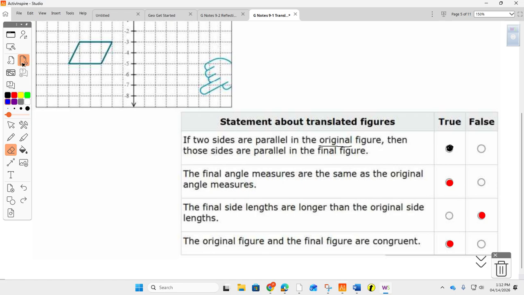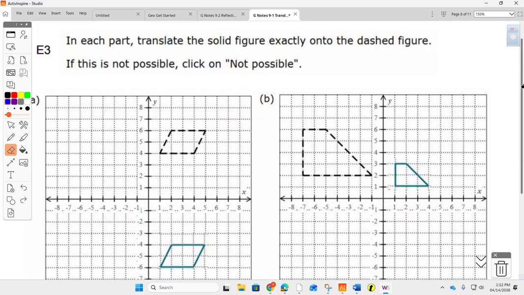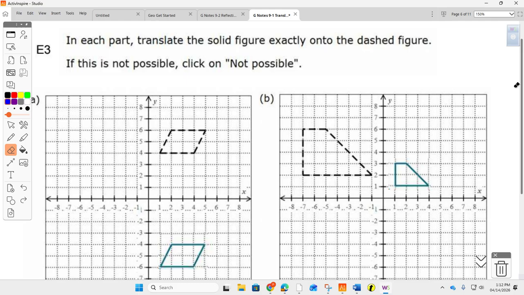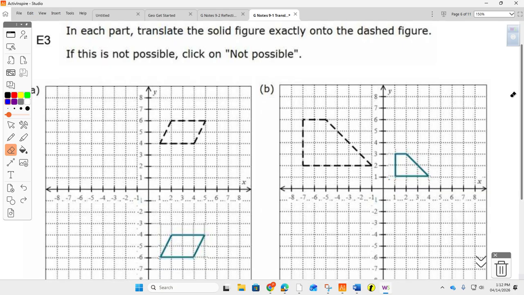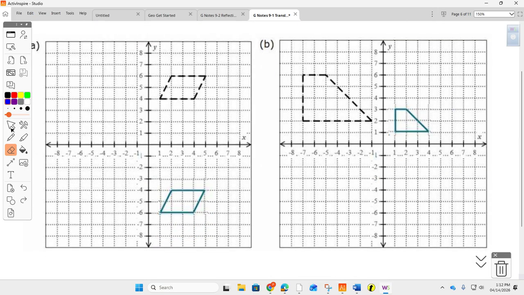All right. So you're going to be able to drag and drop these. It says in each part, translate the solid figure exactly onto the dashed figure. If this is not possible, click on not possible. Do you think it's possible with this one? Yeah, so we can click on it and grab it, and you can see it doesn't look exactly like this when you do it on Alex, but pretty much it's lining up exactly the same. So we're going to say that is possible. On Alex, you don't have to say that because you're going to drag it.